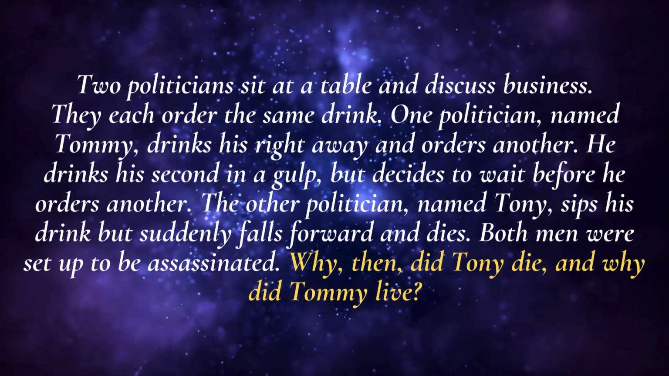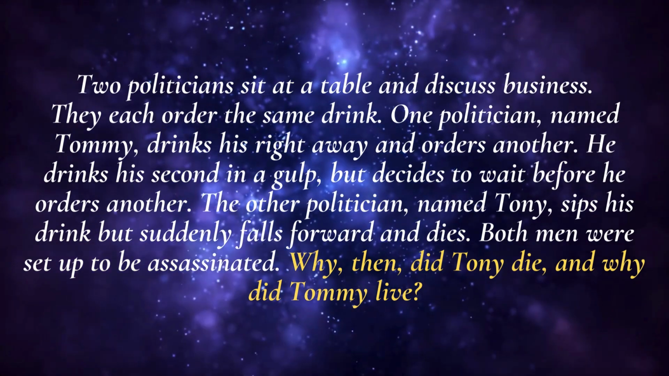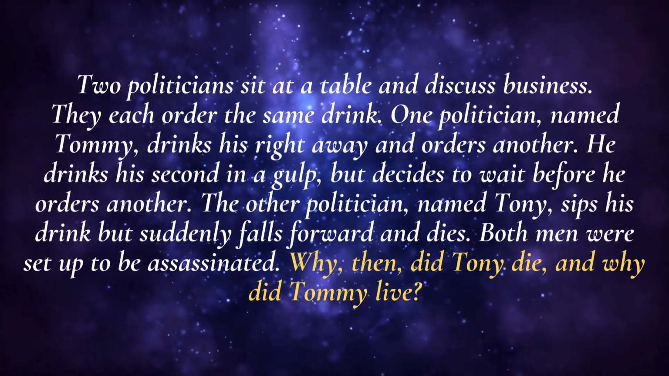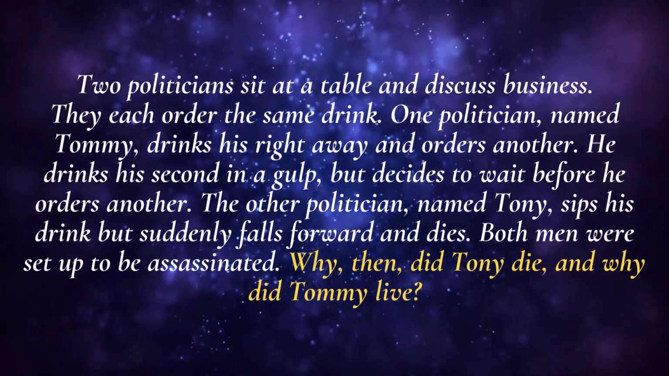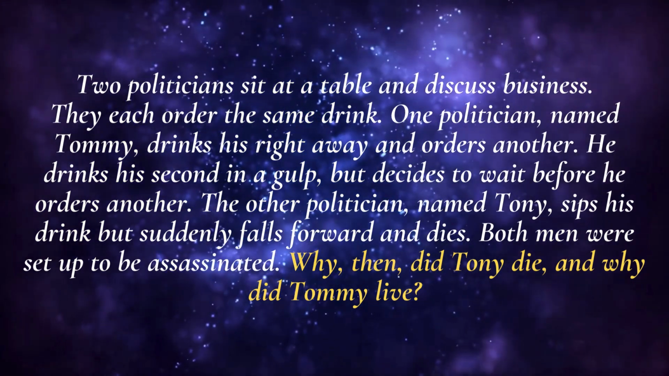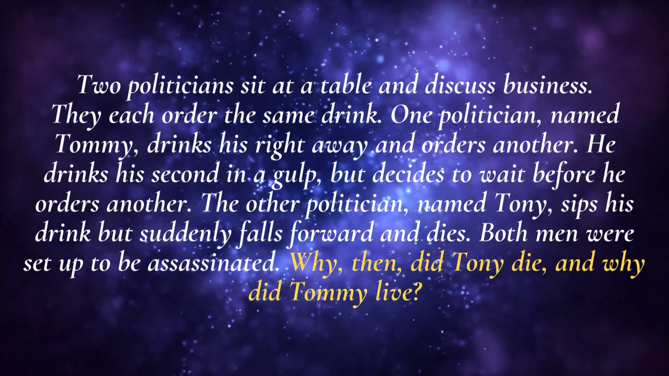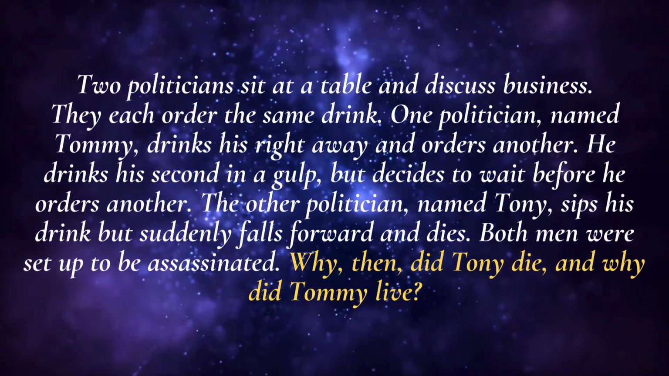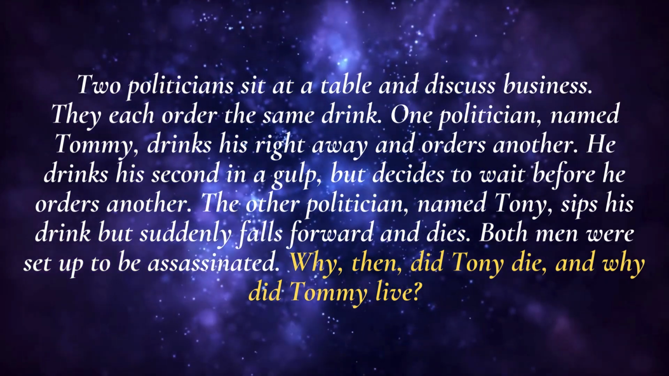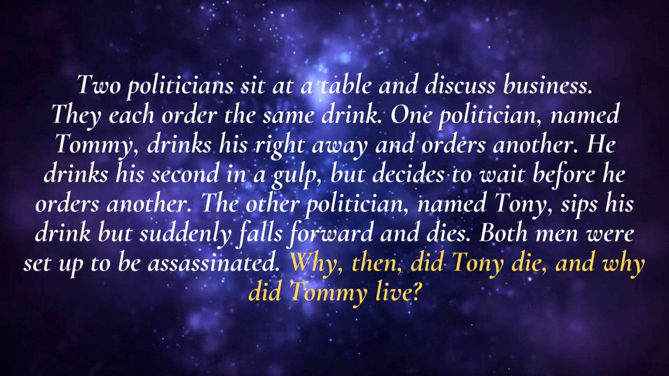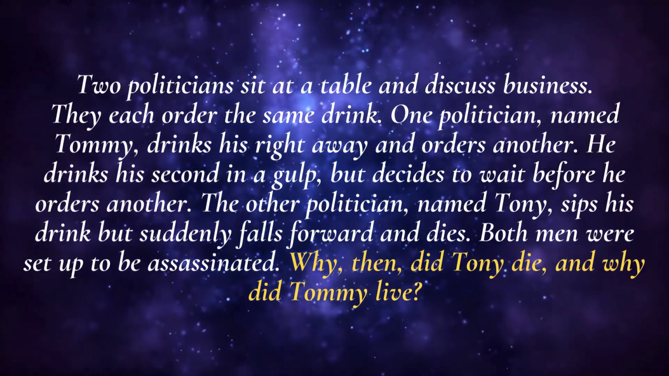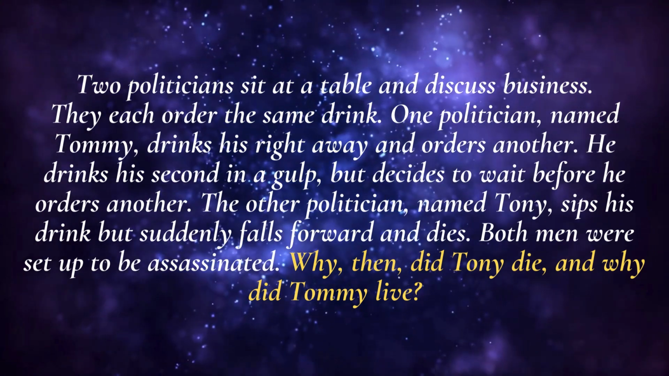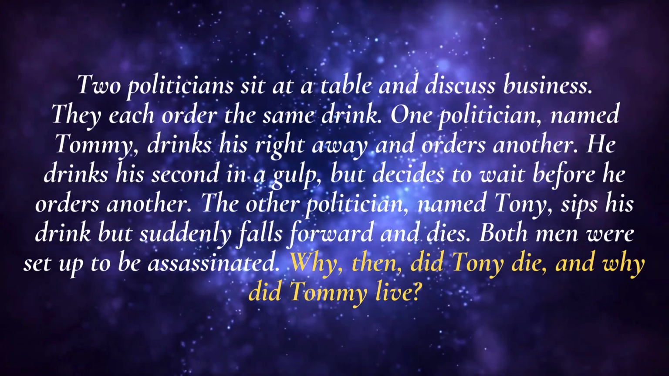Two politicians sit at a table and discuss business. They each order the same drink. One politician, named Tommy, drinks his right away and orders another. He drinks his second in a gulp, but decides to wait before he orders another. The other politician, named Tony, sips his drink but suddenly falls forward and dies. Both men were set up to be assassinated. Why, then, did Tony die, and why did Tommy live?